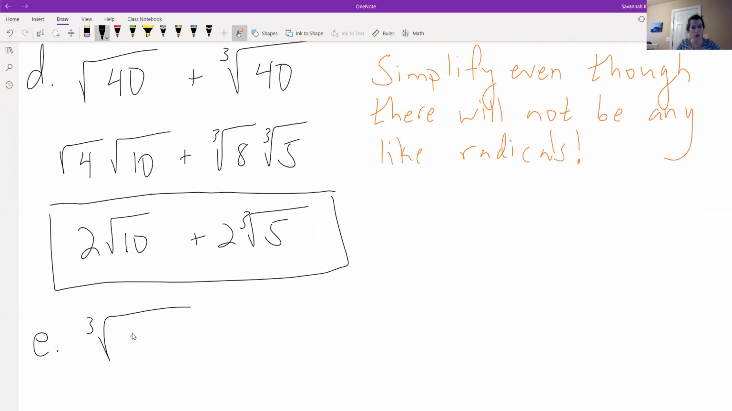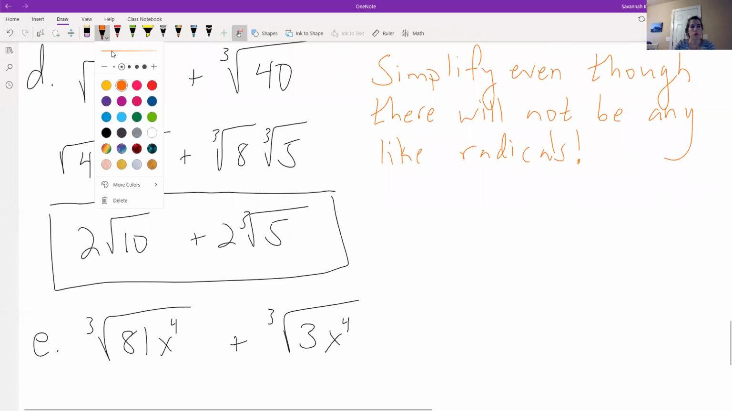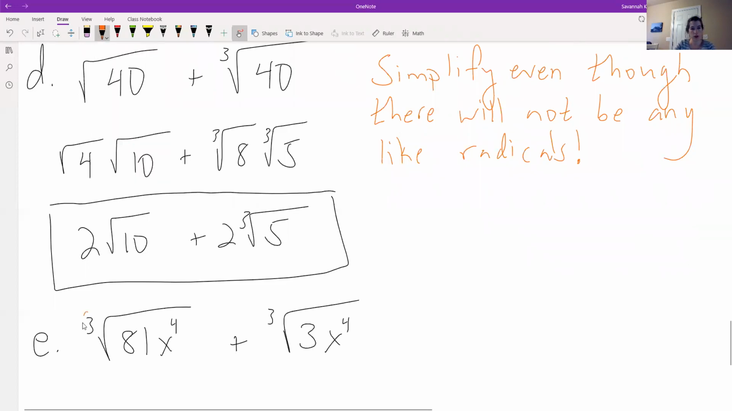Okay, so cube root 81x to the 4th plus a cube root of 3x to the 4th. Now here, remembering what we talked about in the last section, section 8.3, you look at what type of root you're dealing with. You're dealing with cube roots, and you look at the power of any variables, and notice that 3 will divide into 4.